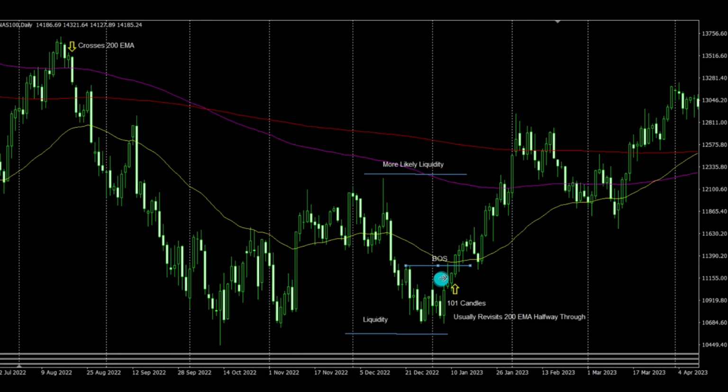Thus, we can guess that price will move to the 200 EMA and then possibly reverse or continue higher. And in this instance, price broke structure on the 101st candle, then retraced, and then took off to the upside. Coincidentally, the break of structure also happens at a cross of the 50 EMA. That can also give us a clue into the direction of price.